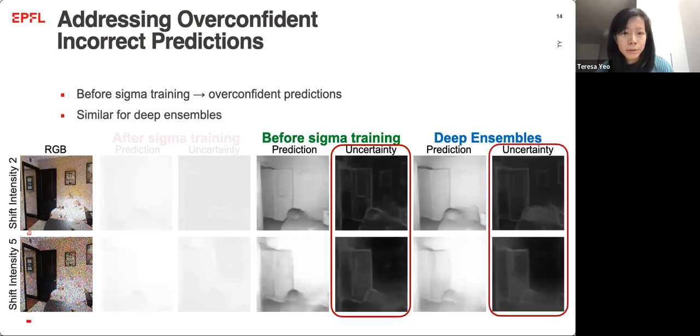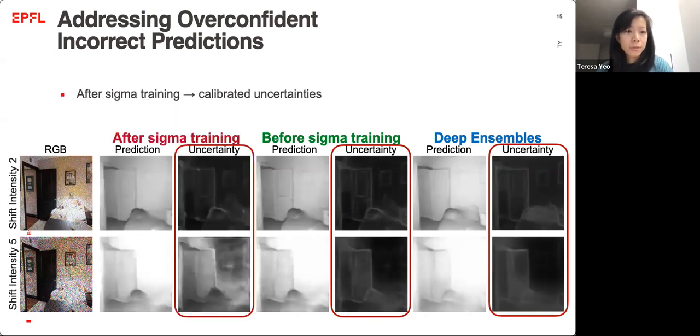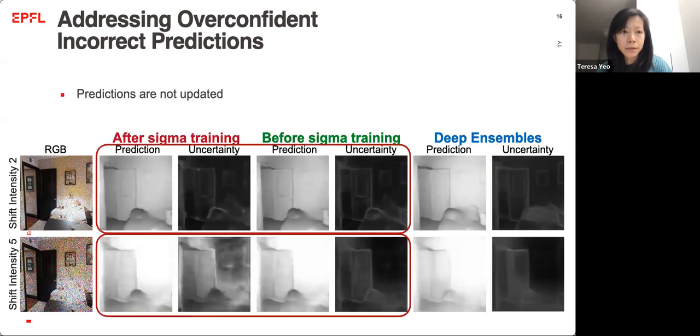We compared this to deep ensembles, which has also been used to get uncertainty estimates under distribution shifts by taking the variance of different predictions. We can see that it is also overconfident. After sigma training, the uncertainty estimates are better calibrated to account for degraded predictions. Because we have a term in the sigma training stage that keeps predictions the same, our predictions did not change. If we compare the predictions before and after sigma training, they are the same, but the uncertainties are higher. So in this example, sigma training has successfully calibrated the uncertainties.